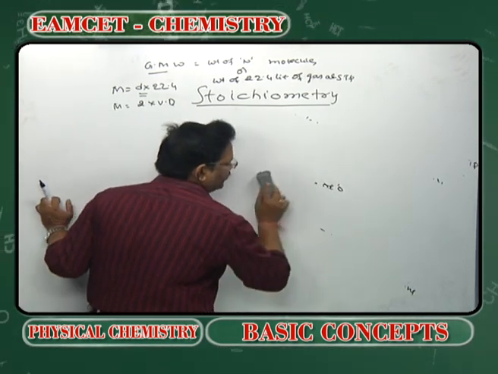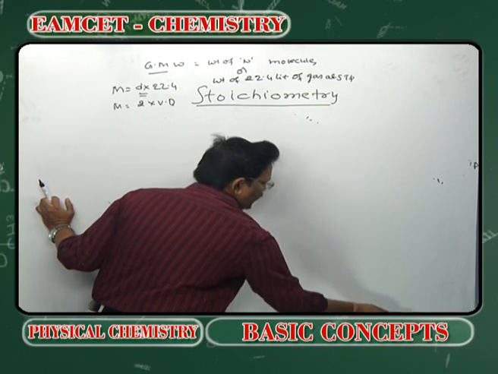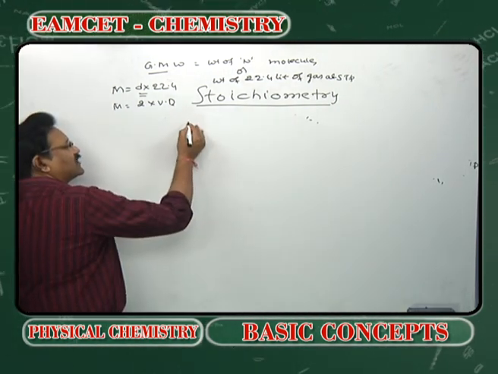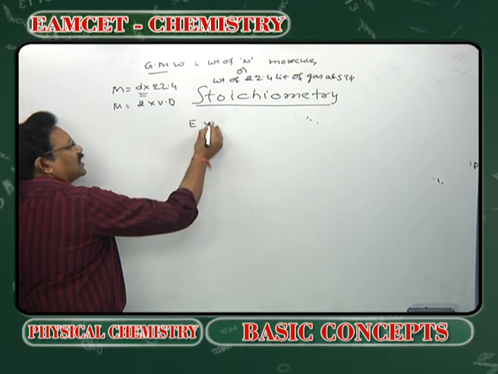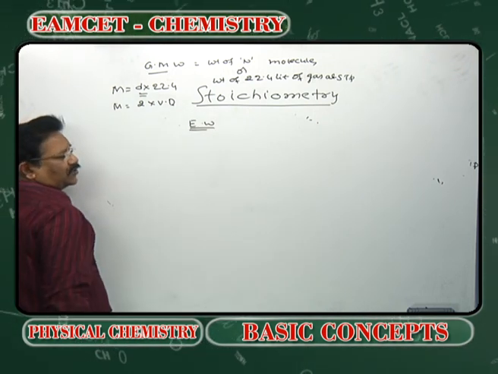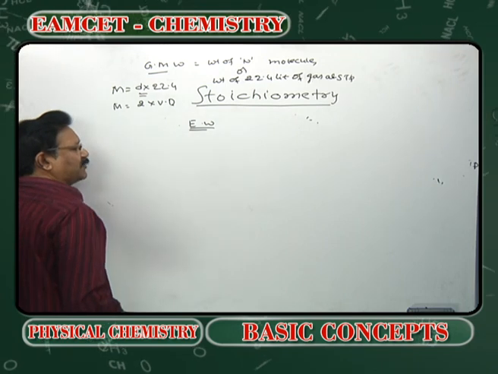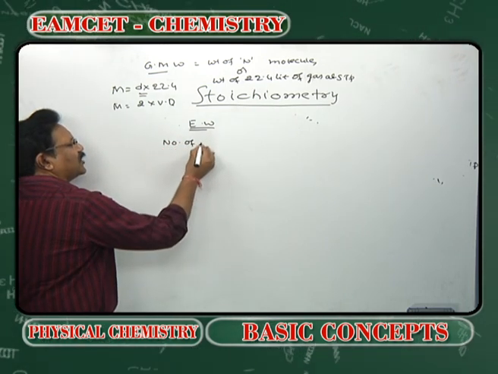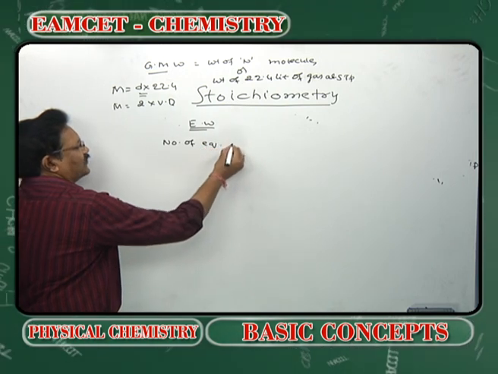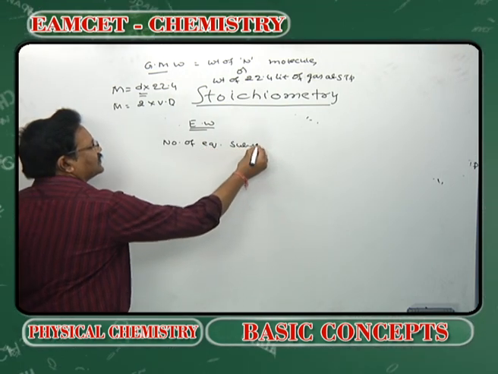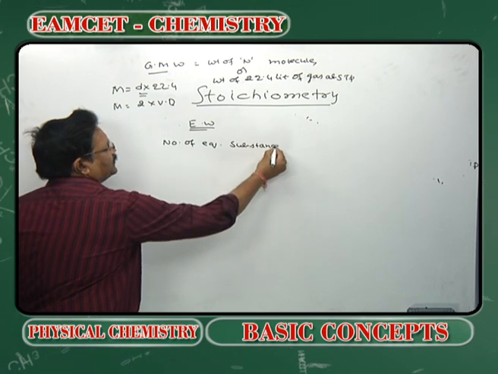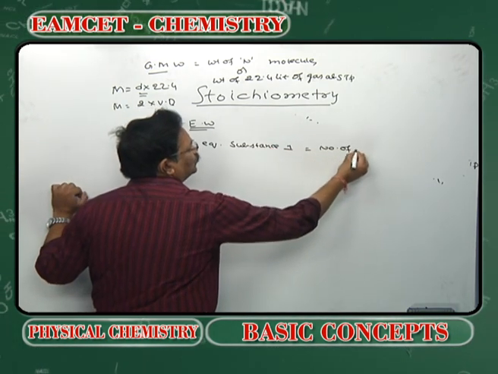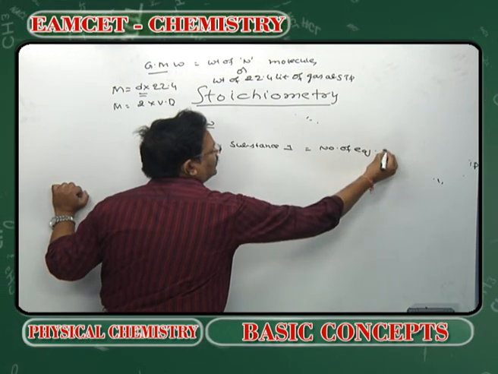Equivalent weight calculations. Why has equivalent weight got such prominence? Because elements combine in the ratio of their equivalents. In any chemical combination, the number of equivalents of substance 1 must be equal to the number of equivalents of substance 2.